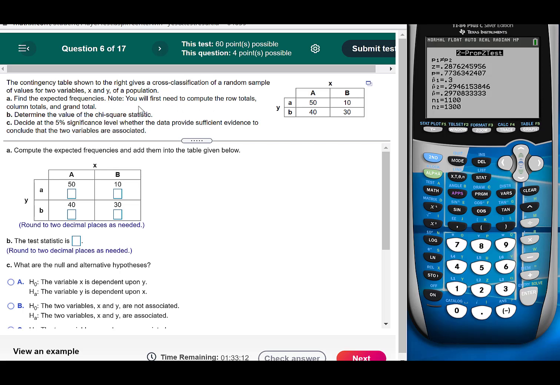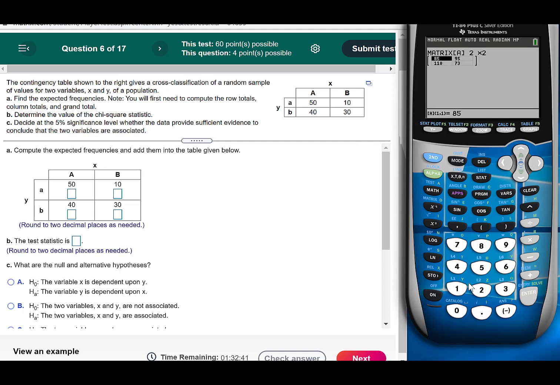We're not going to do any of this, guys. I want to show you how to do it without doing any calculation. So here's how you're going to do it using the calculator to find the expected values. You go to second, you go to matrix, and you go to edit, enter, and now look at the observed values. He gave us a table that has 2 rows of data and 2 columns of data, so you need a 2 by 2.